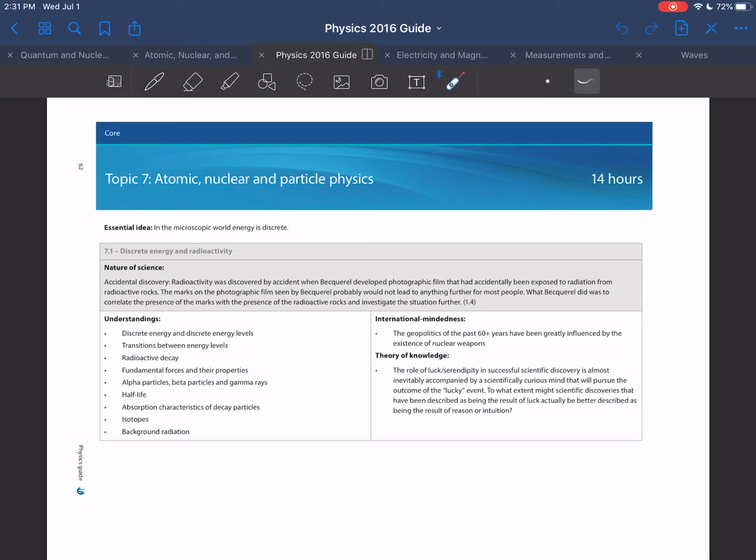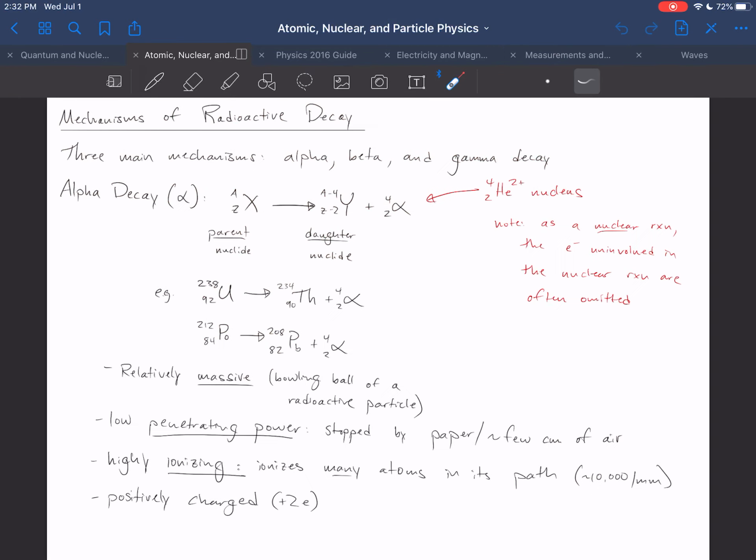Hello everyone! In this video we will continue to examine topic 7.1, discrete energy and radioactivity, and in particular we will continue to unpack the three main mechanisms of radioactive decay. In our last video we introduced the idea that there were three main mechanisms or ways in which unstable nuclei can undergo radioactive decay. And these were named after letters of the Greek alphabet in the rough order of their discovery and importance. There are more mechanisms of radioactive decay, but these are the three main types.